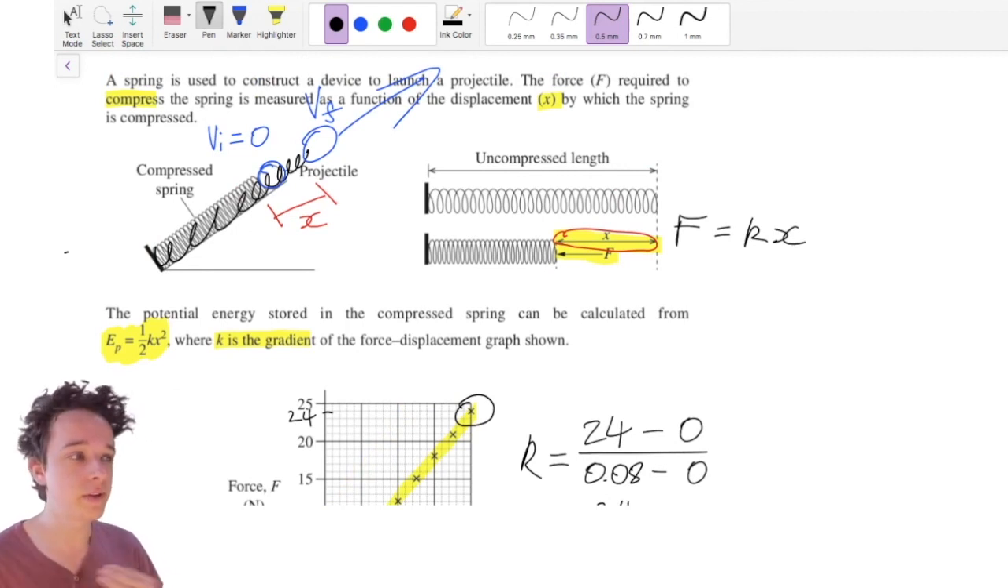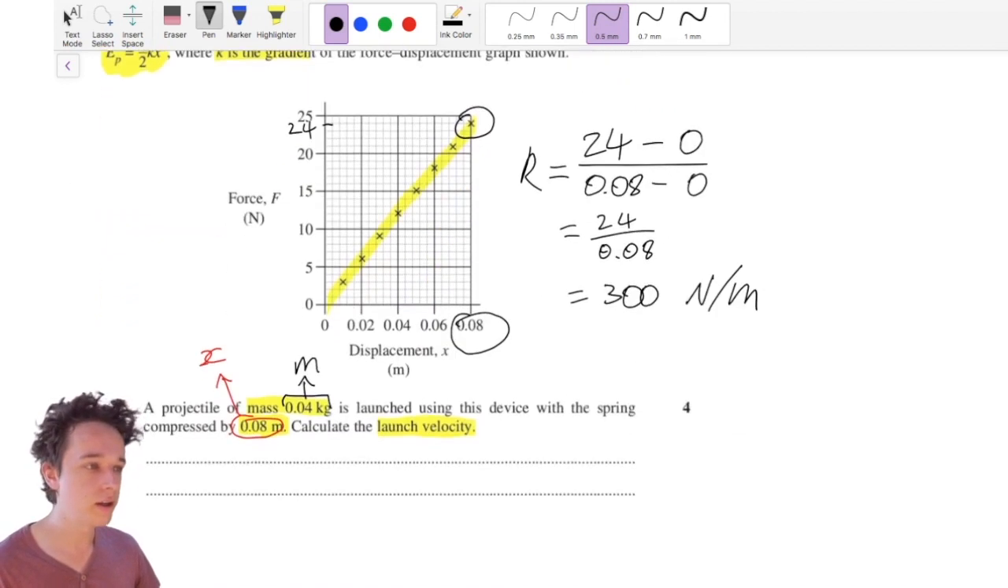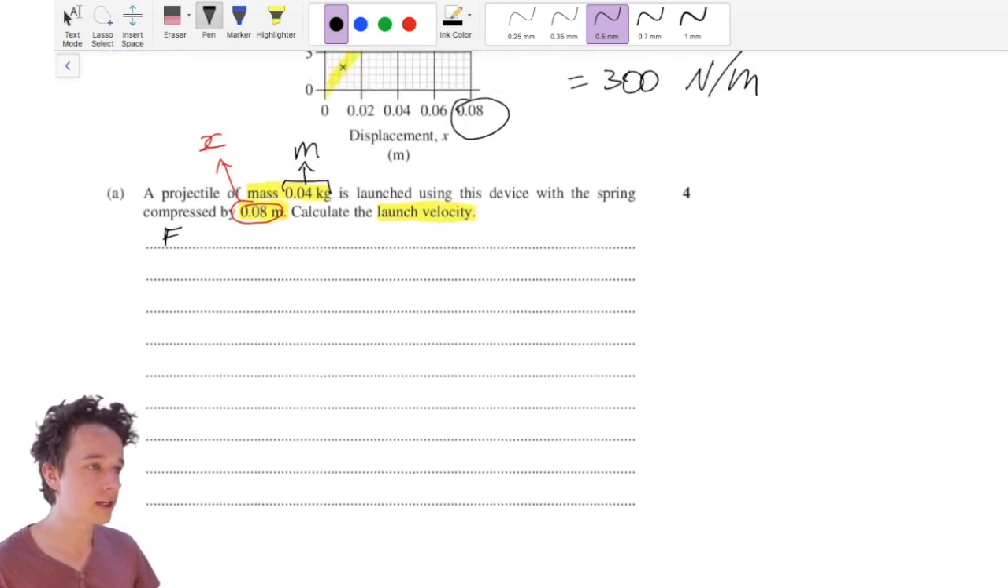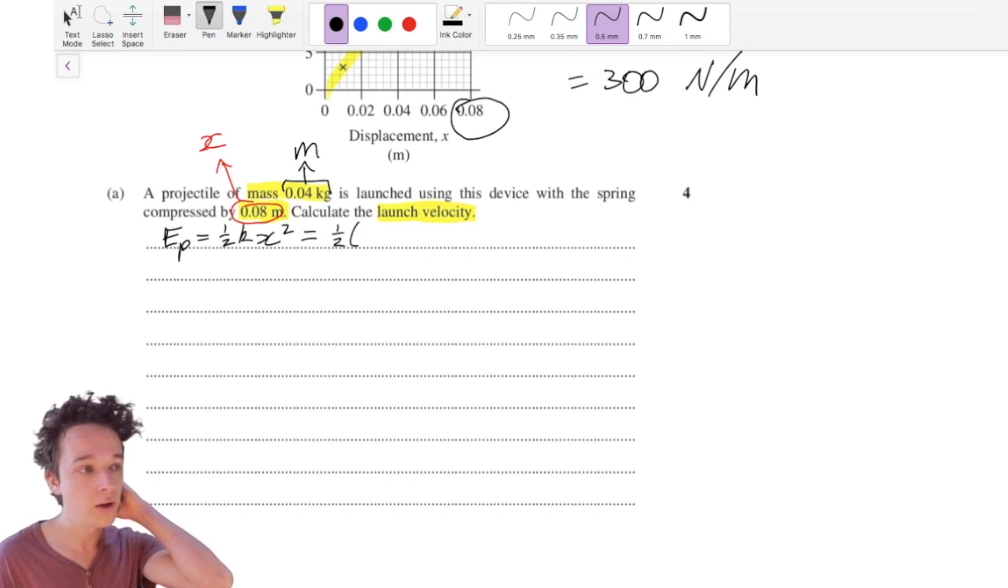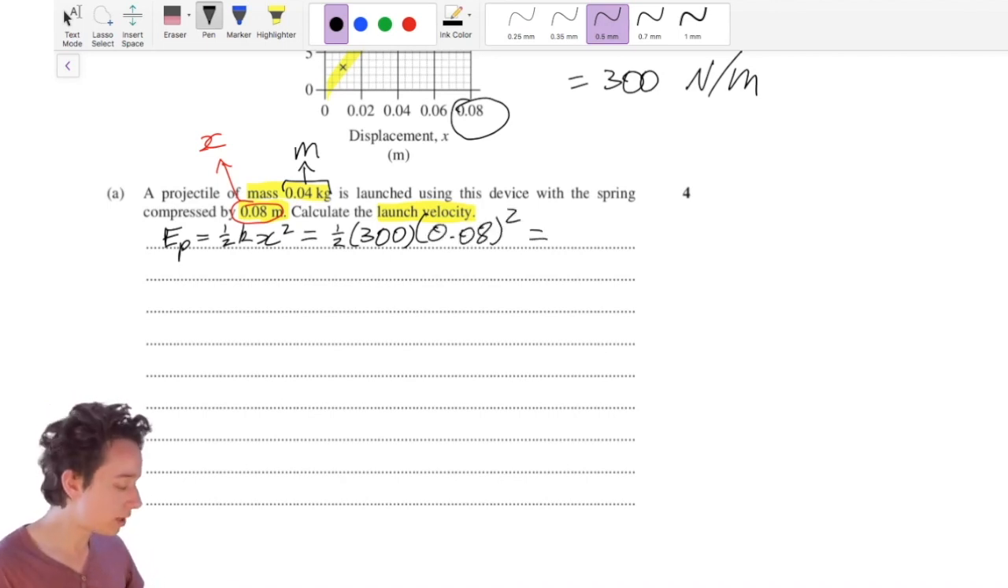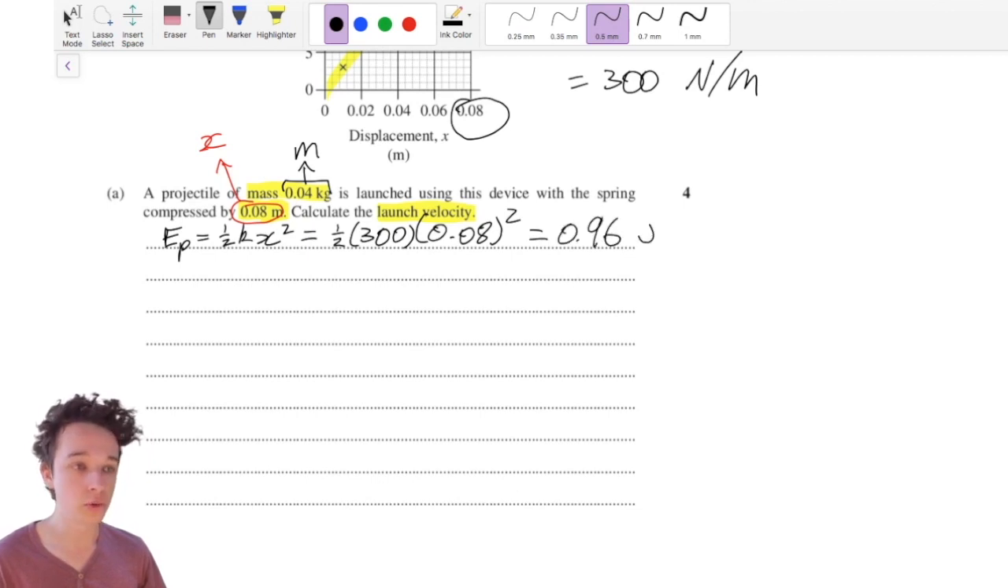Well, one piece of information that we're given is that potential energy is equal to half kx squared. So the first thing I do immediately is write that down. Potential energy is equal to half kx squared. We found k as 300, so we can write this as half multiplied by 300 multiplied by our value for displacement, which is 0.08 squared. If you put that in the calculator, 0.5 multiplied by 300 multiplied by 0.08 squared, you will get 0.96 joules, because this is a value for potential energy.